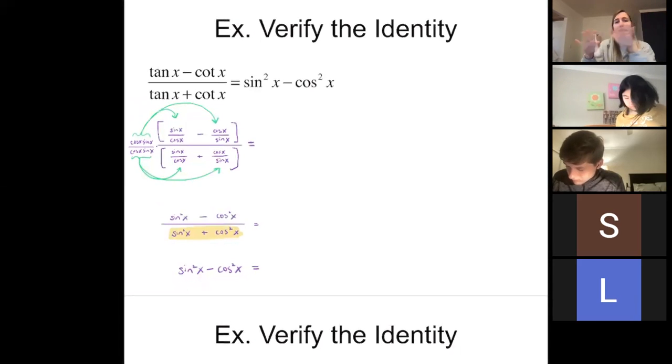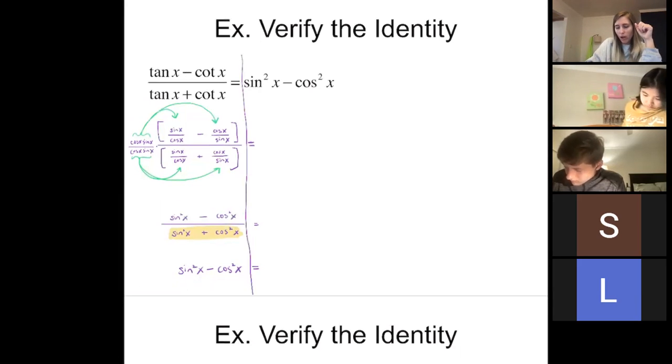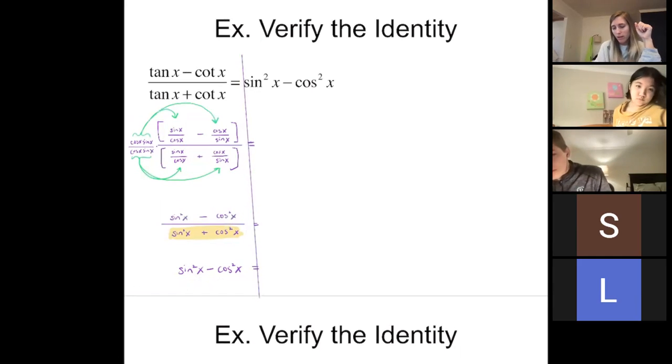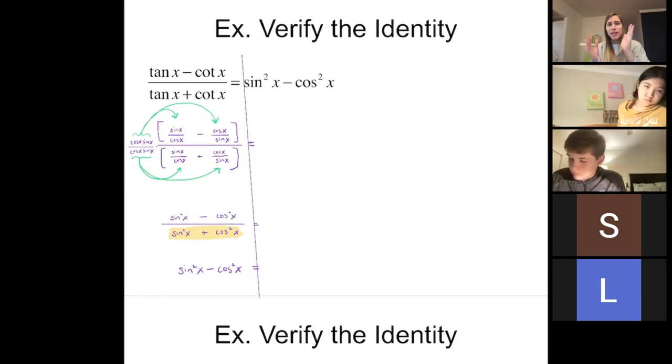And if I were working the right-hand side instead, all of my work would be on the right-hand side. So this is what I meant by if you want to draw a line to separate the sides, you can. It's up to you. That looks kind of funky on mine.